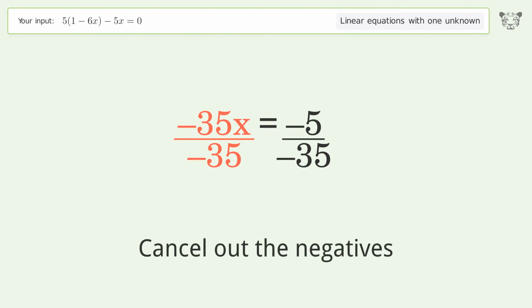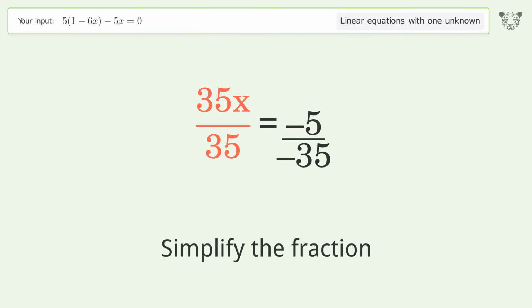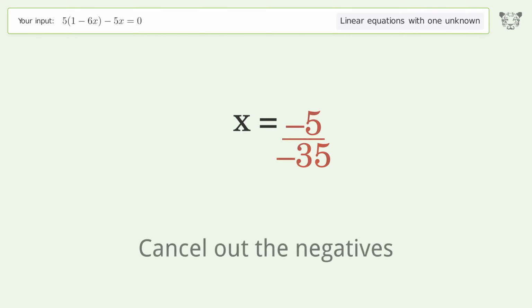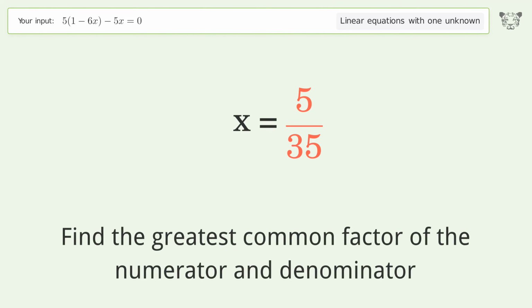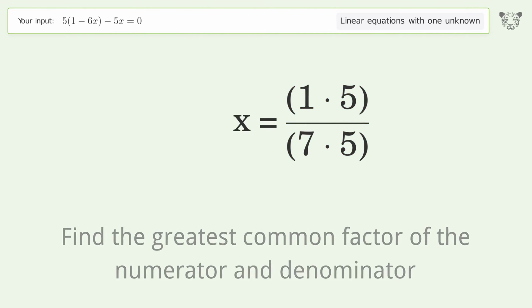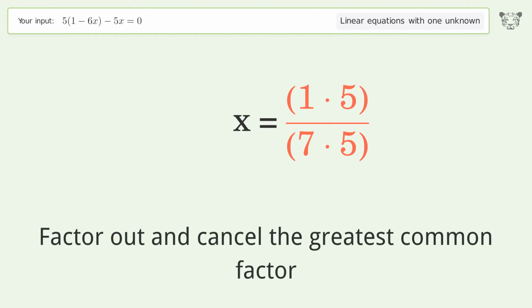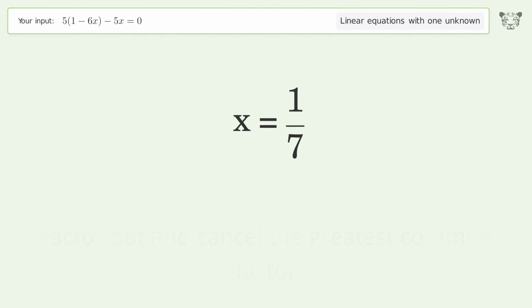Cancel out the negatives. Simplify the fraction. Cancel out the negatives. Find the greatest common factor of the numerator and denominator. Factor out and cancel the greatest common factor. And so the final result is x equals 1/7.